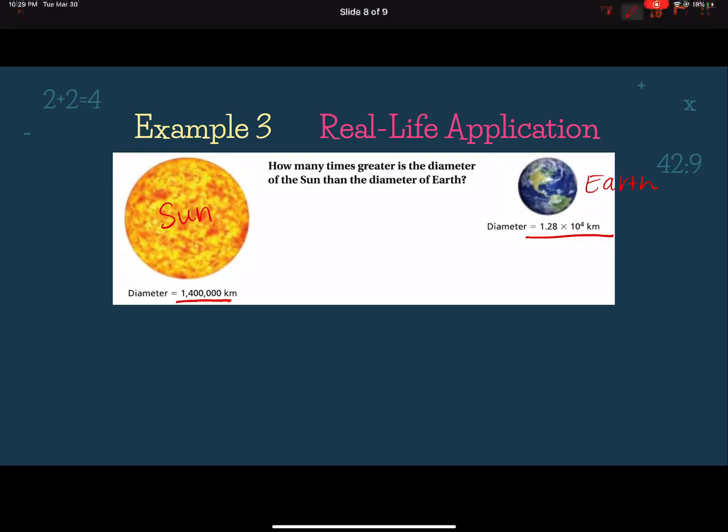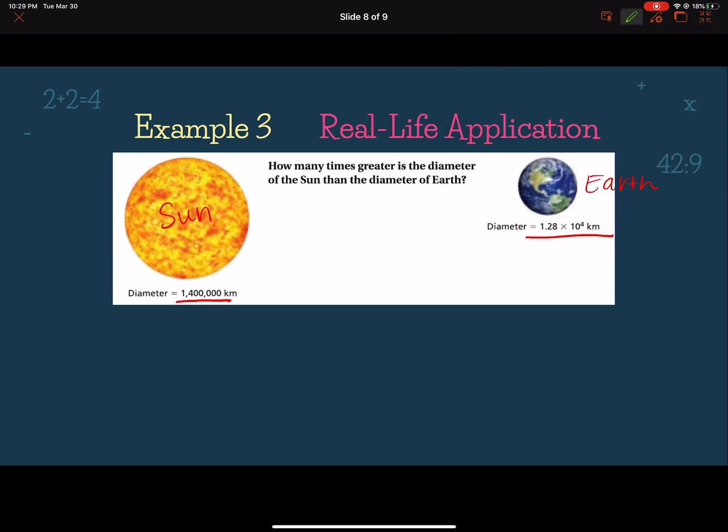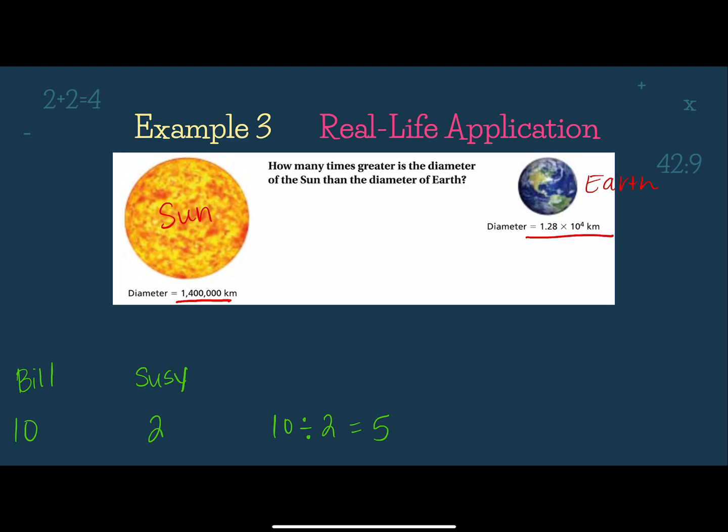So if you think of this in smaller numbers, let's say that Bill had 10 candy bars and Susie had 2 candy bars, and I wanted to know how many times greater Bill's candy stash was than Susie's, then what would I do with those two numbers? I would divide them, right? Because that would give me a 5, and that would tell me that Bill's candy stash is 5 times bigger than Susie's candy stash. So that's what we're doing here.